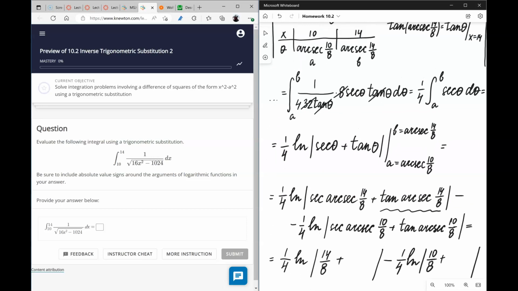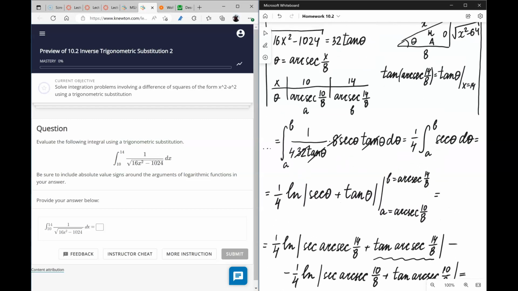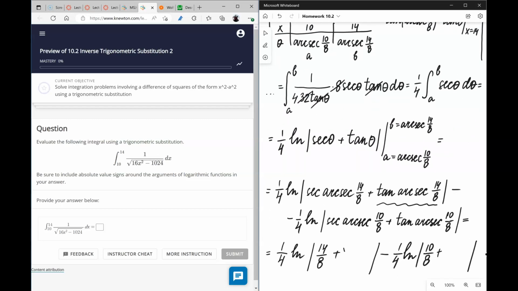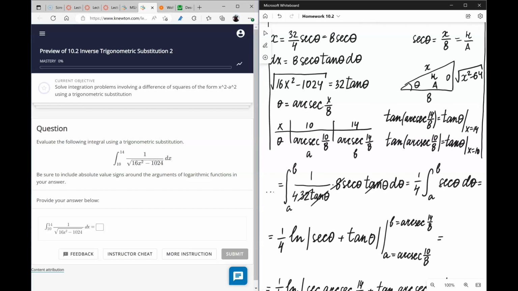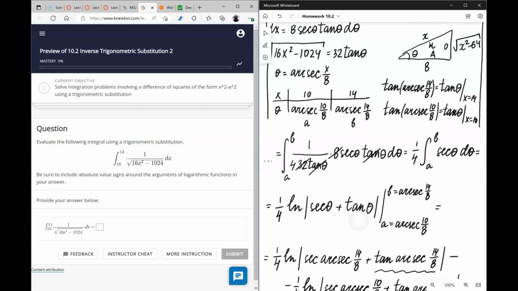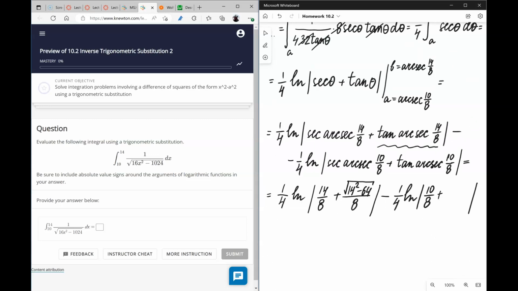So we're going to write here the square root of 14 squared minus 64 over 8. And similarly, tangent of arc secant of 10/8 is the same as tangent theta, but when x is equal to 10. And you can see that that will be equal to the square root of 10 squared minus 64 over 8.